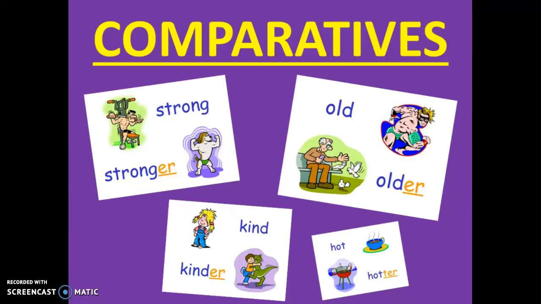Hello class, today we're going to talk about comparatives. So look at the screen here, we've got 4 examples of comparatives. We have strong, stronger, old, older, kind, kinder, and hot, hotter.